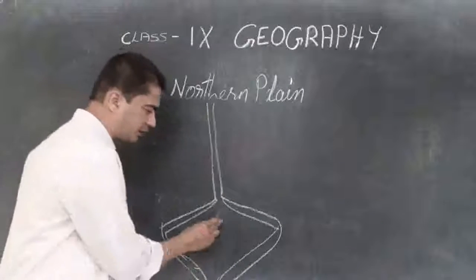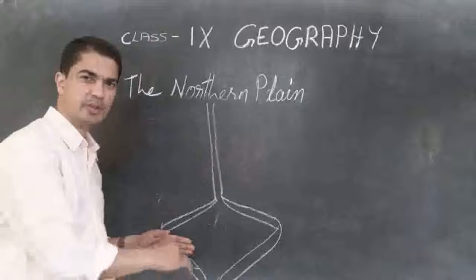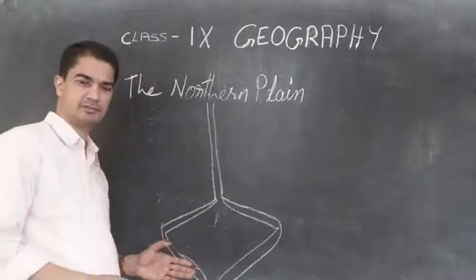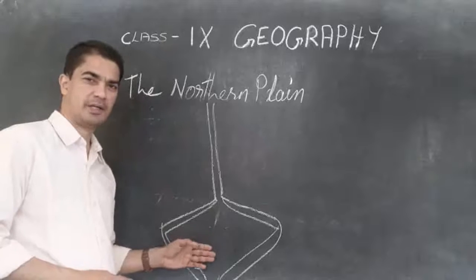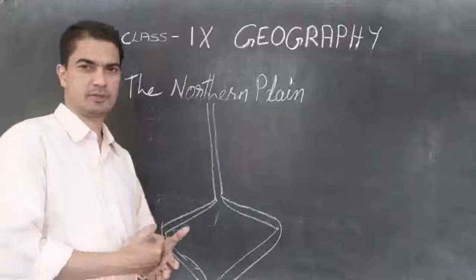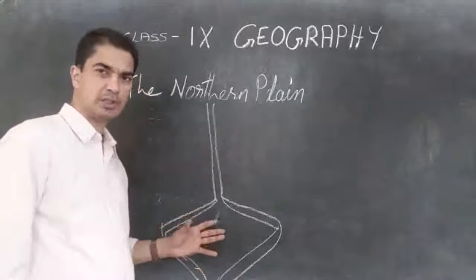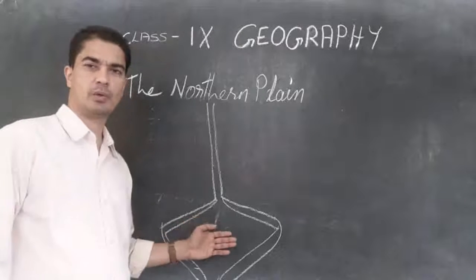So what happens here in the middle? To become like an island. That is called riverine island. The island in the river. So it happens because the speed of the water is low.